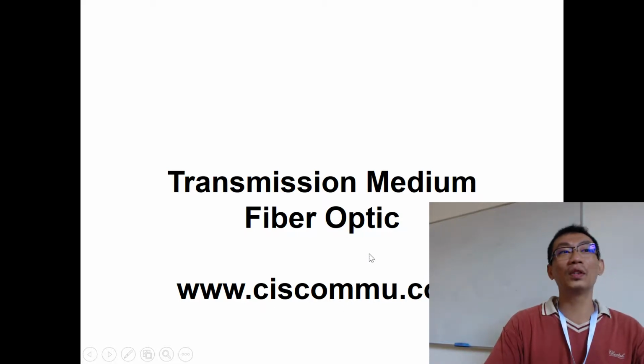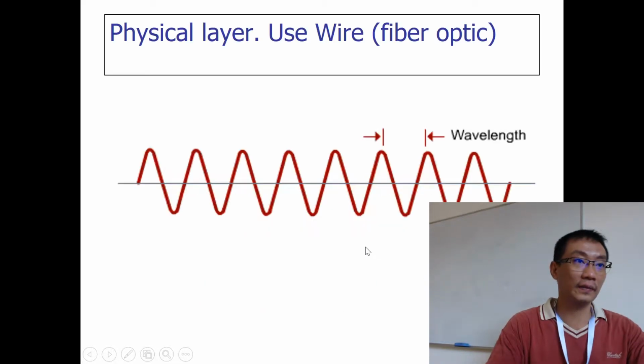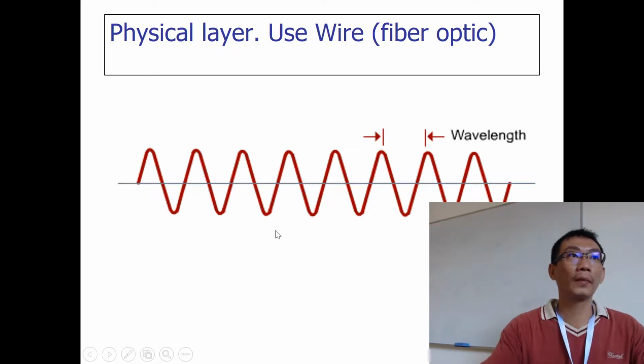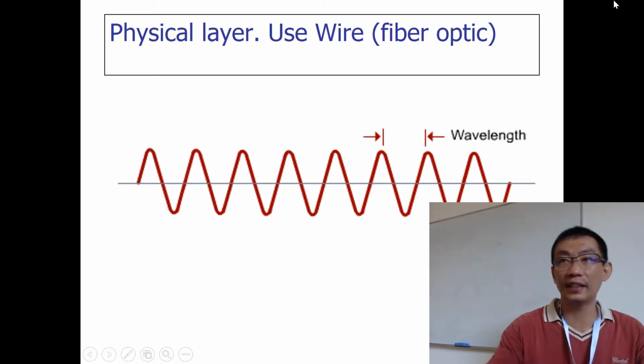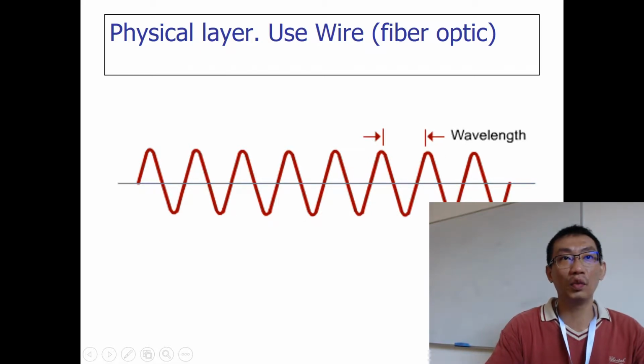All right. Today we're going to talk about fiber optics. In the physical layer on the fiber optic, basically this is the light signal. The light signal is in this wavelength form.